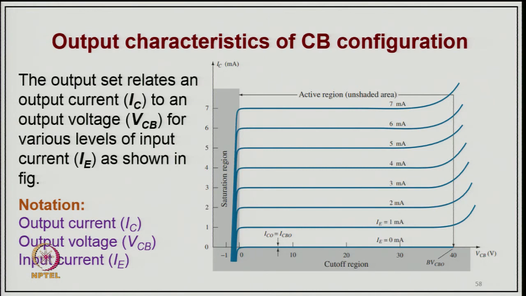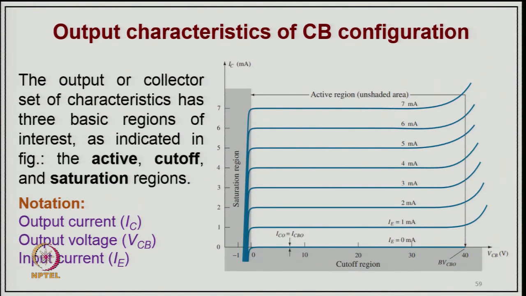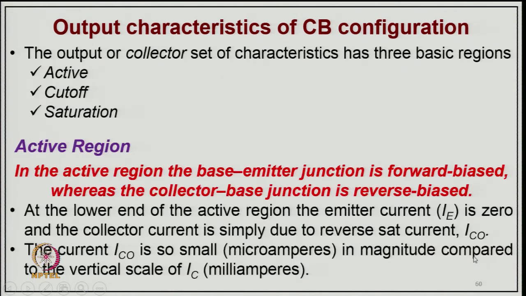So, this is how the output characteristic looks. This output characteristic of the common base configuration, the output collector set of characteristics, has three basic regions, which you already mentioned: the active region, then the saturation region, which is shown shaded here, and this is the cutoff region.